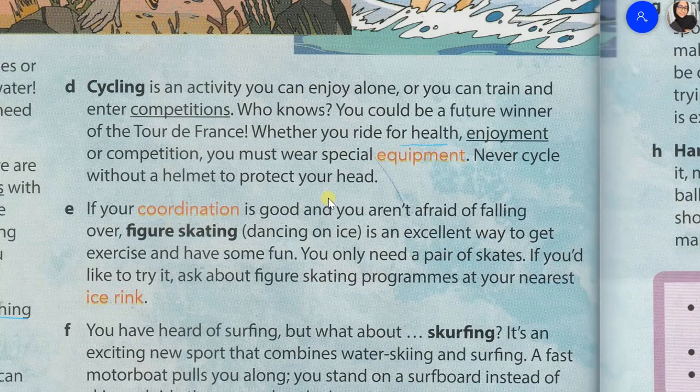For health, enjoyment, or competition. Right. So the keywords that we are looking for is the reason why people might want to do this sport. So this sport is suitable for people who want to be healthy and find enjoyment and to go to competition, something like that.